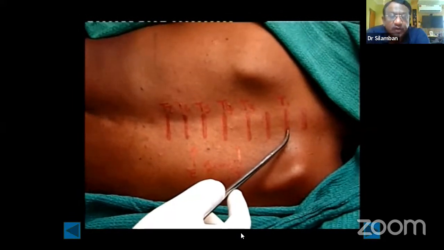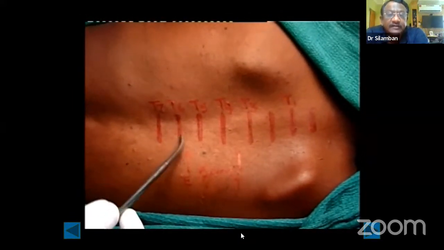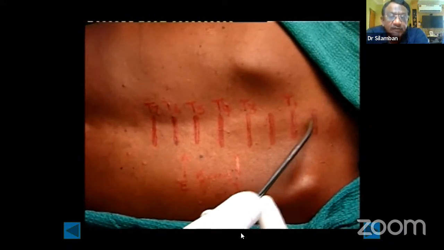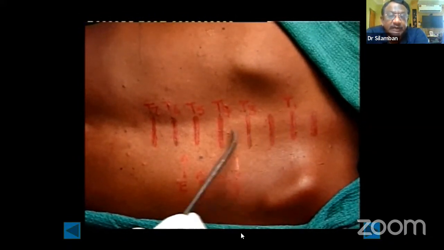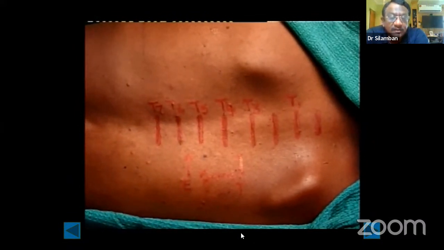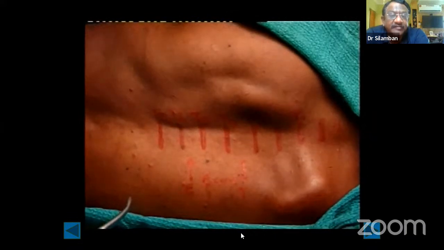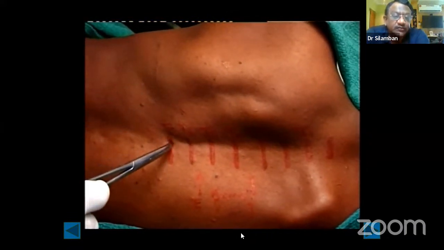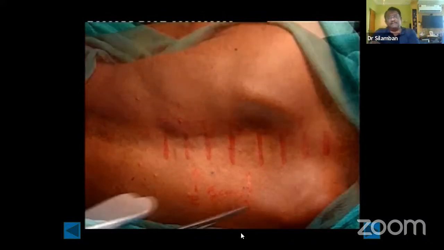Now this is going to be a simple procedure. So blockade is attempted from T1 to T6. So the catheter tip is going to be placed between T3 to T4. That is the center of the segments to be blocked. And the needle entry is going to be T5. Roughly, the tip of the scapula corresponds to C7. Roughly.